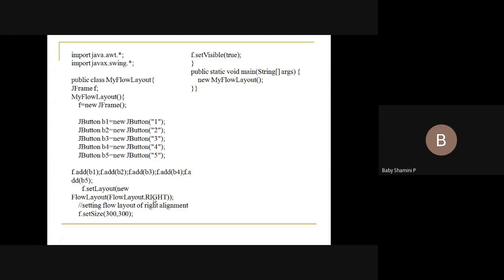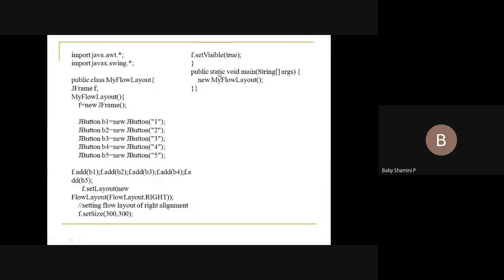If you want to use left alignment, we have to use FlowLayout.LEFT. If you want to use center alignment, we have to use FlowLayout.CENTER. The next one is the size of the region, and the visibility. Visibility is true.